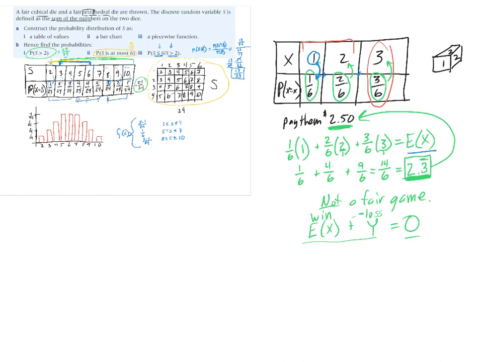That's how probabilities work. That's how casinos work: they always make sure that this win and loss is not 0. They always make sure that this ends up being a negative number. Like here, if I take my 2.3 and I subtract the 2.5, I get a negative number, and that's how it works. Okay, so that's it for today.